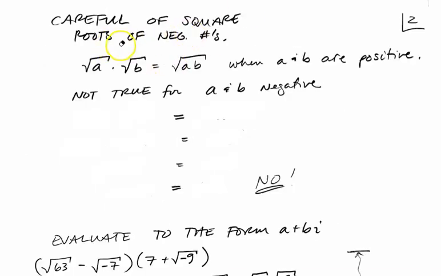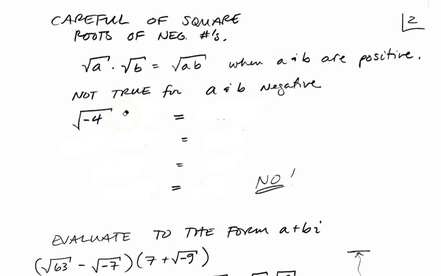So be careful of the square root of negative numbers, and we'll take a look at an example here. The square root of a times the square root of b is equal to the square root of a times b when a and b are both positive. Not true for a and b negative. So let's take a look here.